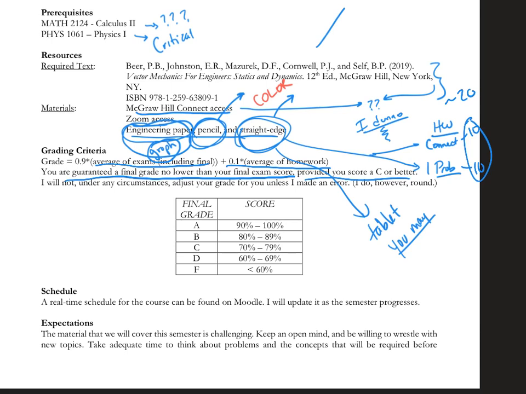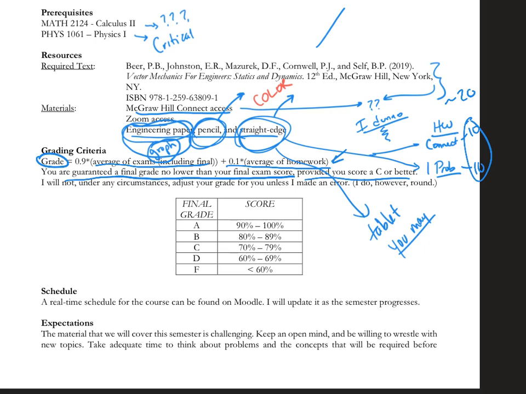If you get a B on the final, you're guaranteed to get a B. If you get an A on the final, you're guaranteed getting an A. If you get a D, well then we're just going to calculate it like this, the average. If the final pulls your grade down, then it's just whatever your average is from this, okay? I do not play favorites.